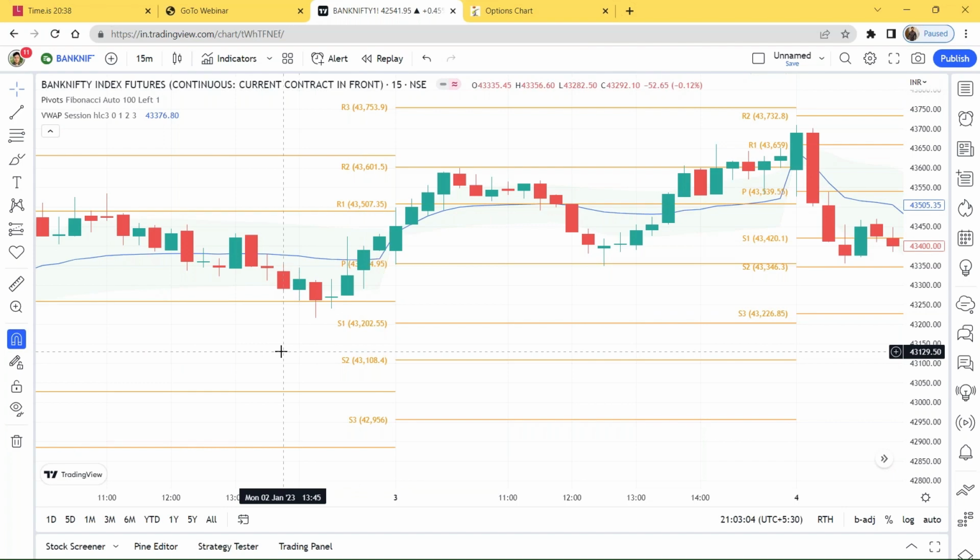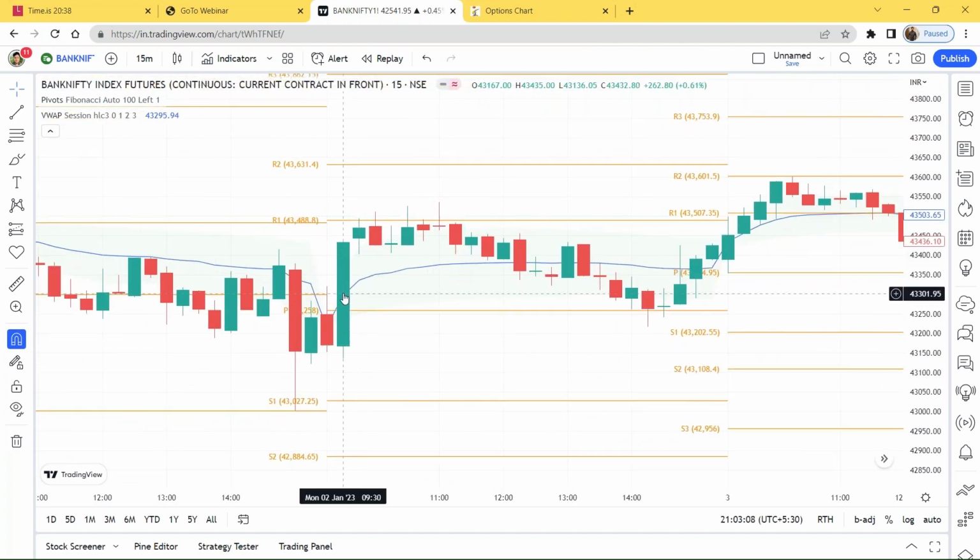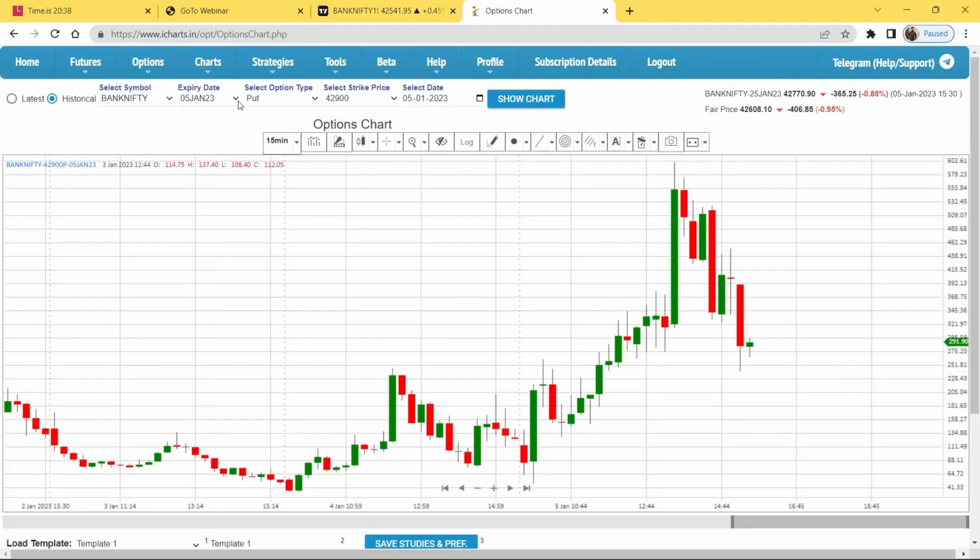Okay, let's take this as the buying trade. Again, 2nd January, second candle, 9:30. The high of this candle is 43,435, so the nearest at the money or in the money is 43,400. Never take out of the money. 43,400, and the expiry would again be 5th January only.